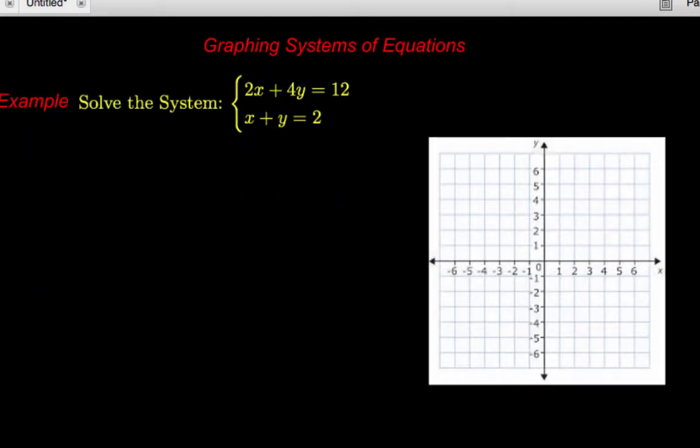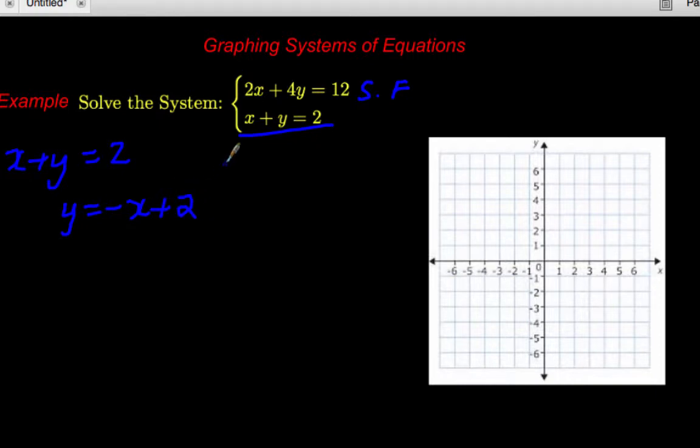In our second example, we've changed it up just a little bit here, and we have one equation that's in slope-intercept, or almost slope-intercept form, and we have one that's in standard form. So this second equation, I'm just going to go ahead and rewrite. x plus y equals 2. Well, that's just the same as y equals negative x plus 2.